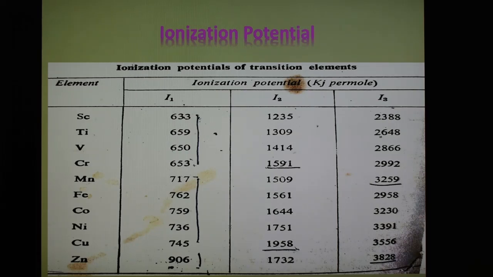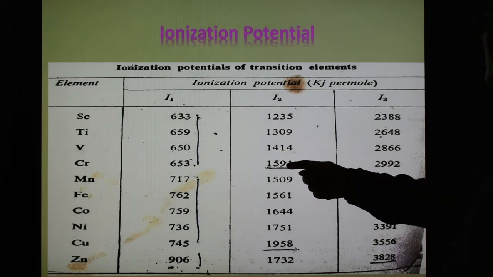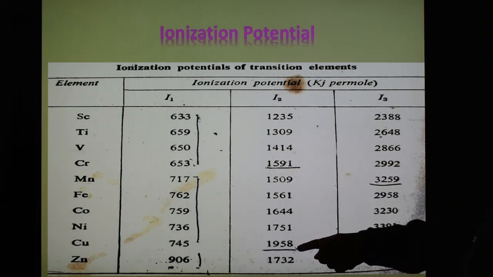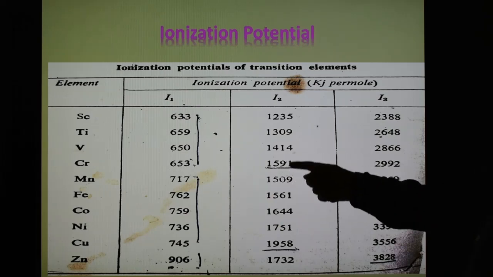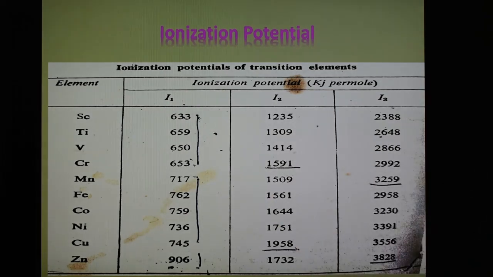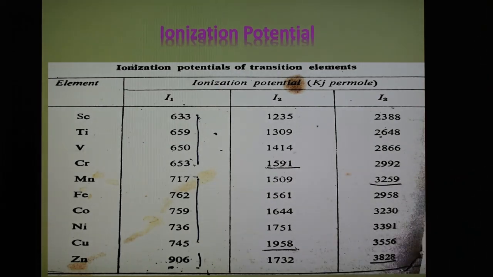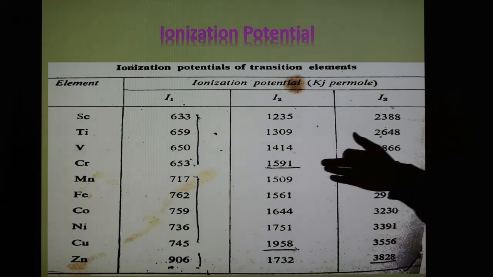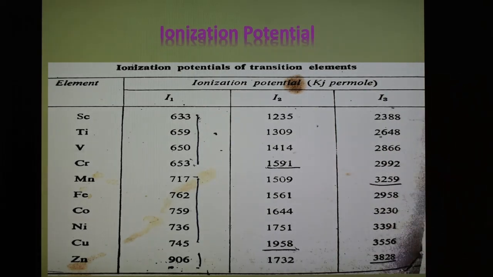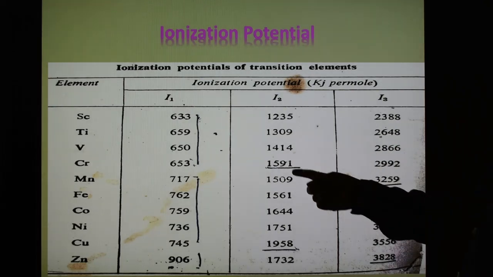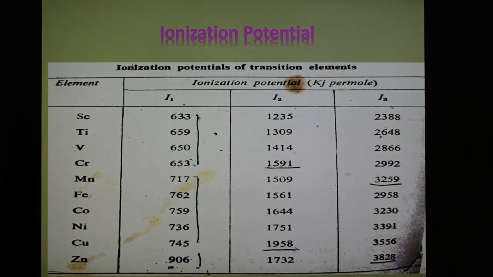I3 values of manganese and zinc are also higher as compared to the other values. So here it is marked also. In case of I2, for chromium and copper, the second ionization potential value is higher as compared to the others, because of the half filled and completely filled configurations, since the second electron has to be removed from d5 and d10. Therefore it is possible to remove the electron, but the amount of energy required is high. Therefore the second ionization potential of chromium and copper is more as compared to the other elements.